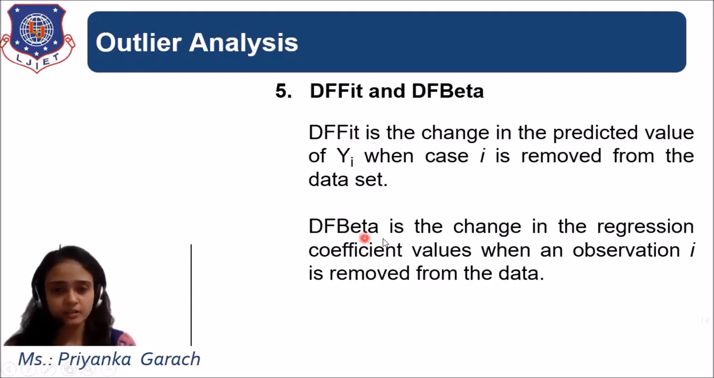What is the DF beta? It is the change in the regression coefficient values when an observation i is removed from the data. So DF beta is focusing on the regression coefficient, whereas the DF fit is focusing on the predicted value of the yi. In both cases, we are removing a particular row, that is the row with index position i.